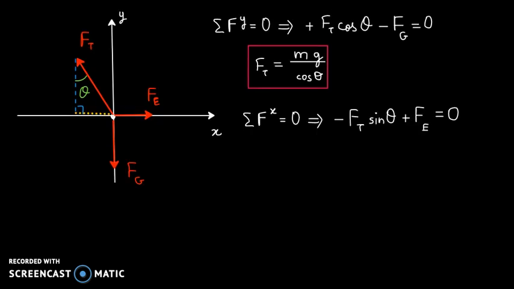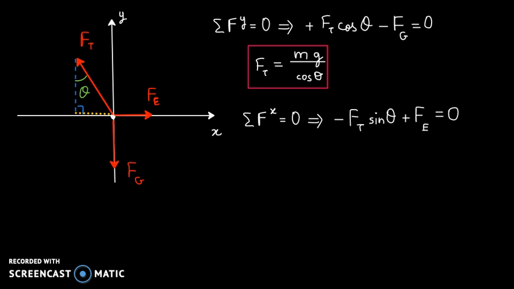Next, we apply Newton's first law in the x direction. So net force in the x direction equals 0. And what are those forces? Again, based on our free body diagram, we have the x component of Ft pointing left, so that one has a negative sign, plus F sub E, the electric force, pointing right, so that will be a plus sign.